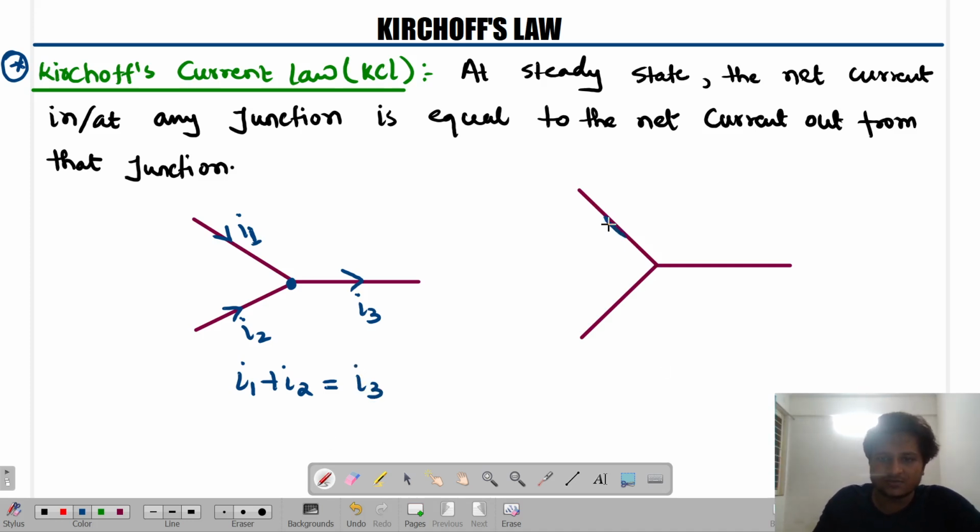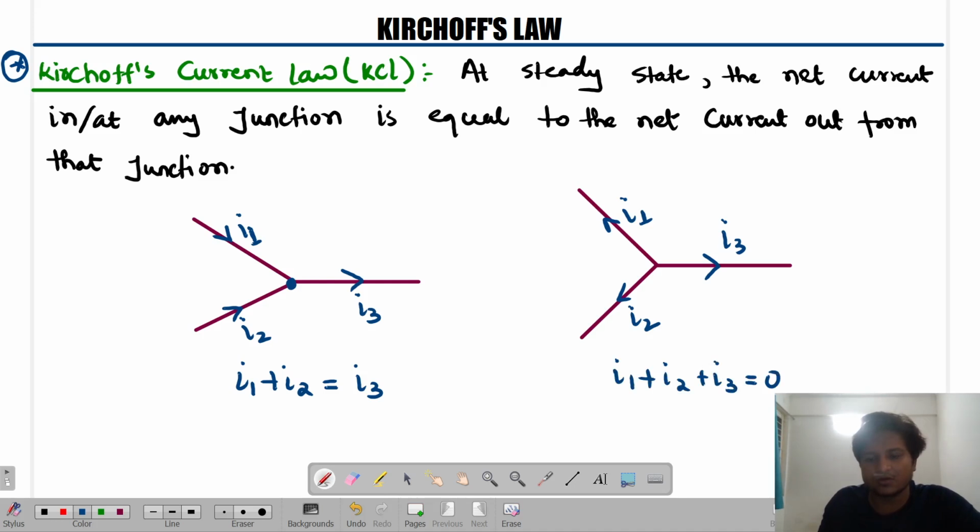Let's suppose this is I1, this is I2, and this is also I3. These are all outgoing, there is no incoming. So I will write I1 plus I2 plus I3 must be equal to how much? 0. Is that clear or not?